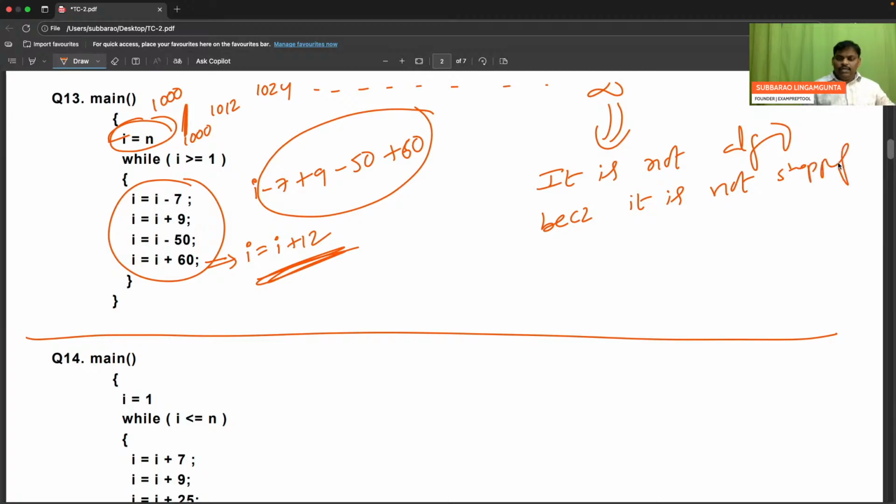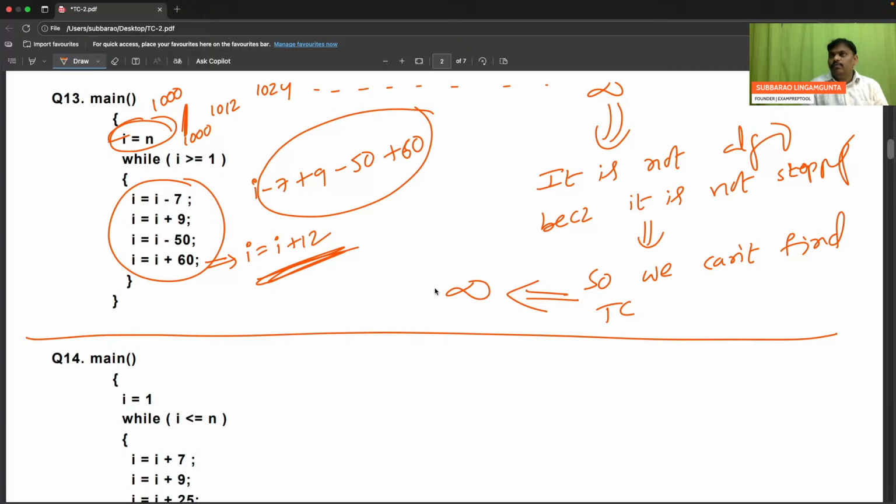Careful. It is not an algorithm because it is not stopping. So we cannot find time complexity, or, to put it a little better, it is nothing but infinite time complexity. The time complexity of this program is infinite, which is nothing but undefined.